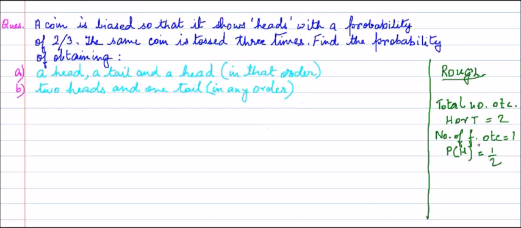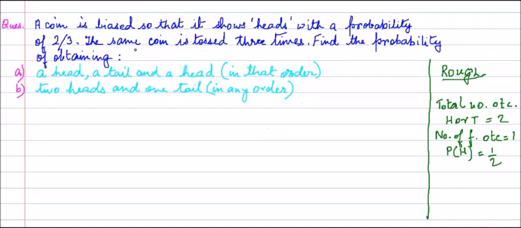This is the same if we ask for a tail, because even then the total number of outcomes is 2 and the number of favorable outcomes is 1. So the probability of having a tail in a single toss of an unbiased coin is also equal to half. We know the sum of the 2 probabilities will also be equal to 1. So half plus half gives us 1.